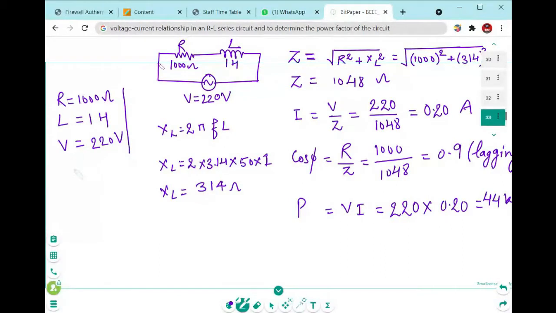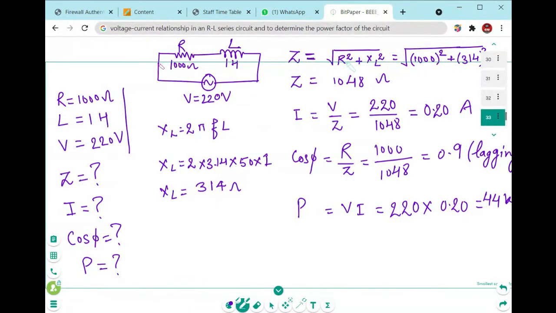Now our main task is to find out the impedance Z. Then we have to calculate the current. After that we have to find out the power factor, cos of phi. Lastly we have to calculate the power. So how will you calculate this impedance? You know very well.